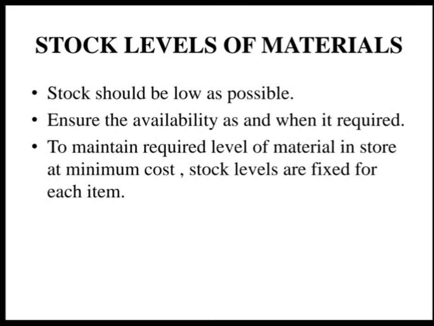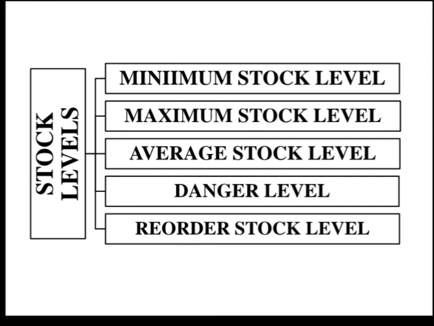Now we will discuss another model, that is stock level, based on the stocks. Okay, stock level of material. In economic order quantity, the stock should always be kept as low as possible. It also ensures availability as and when it is required. Like it is said that if there is a requirement, the raw material is available right at that moment, but it is not possible in the actual situation. It also maintains the required level of material in store at minimum cost. Stock levels are fixed for each item. These are assumptions, but this will not work in the actual situation.